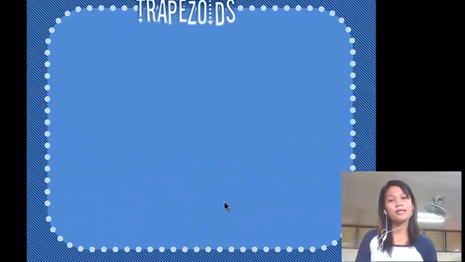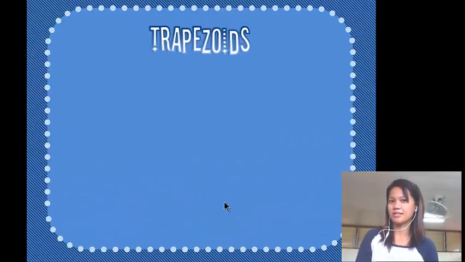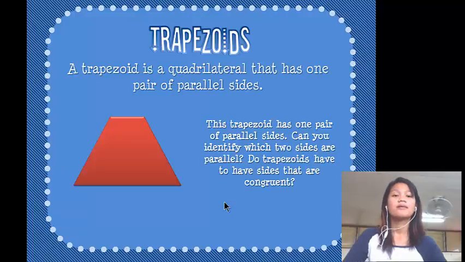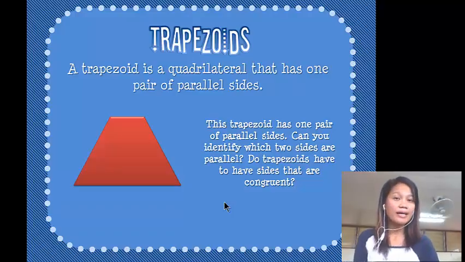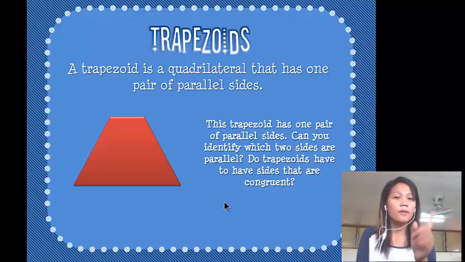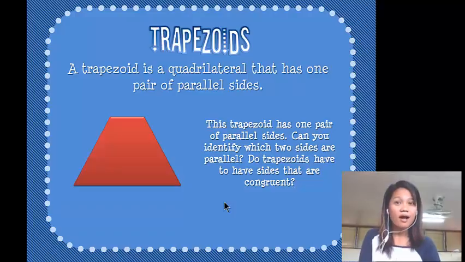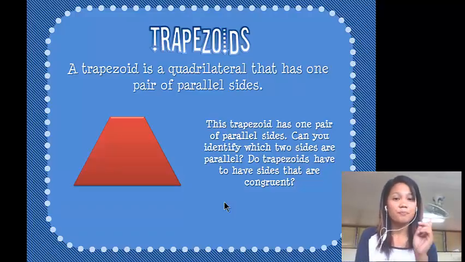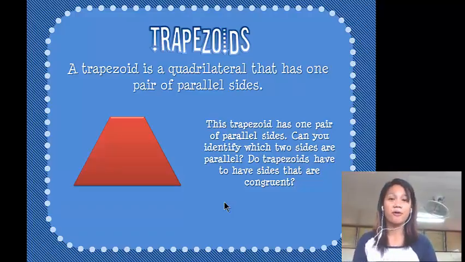Next we have the trapezoids. A trapezoid is a quadrilateral that has 1 pair of parallel sides. Unlike the rhombuses and unlike the rectangle, which have 2 pairs of parallel sides, the trapezoid has one pair of parallel sides. This trapezoid has one pair of parallel sides.